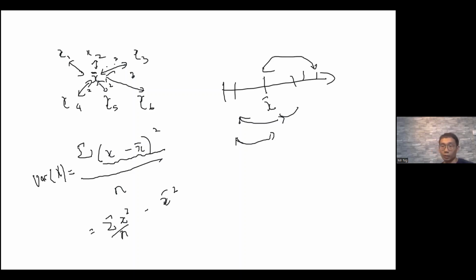Okay, so what does this mean? This means all these values, you go and square every individual one of them, then you find the average of these squares, minus away the square of your sample mean. It's going to give you that variance anyway.